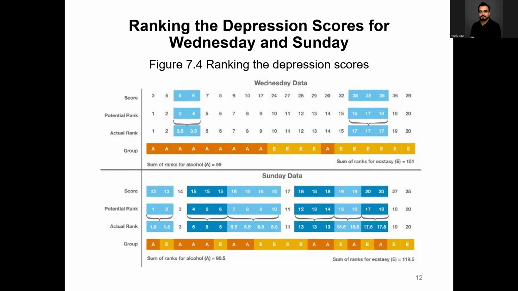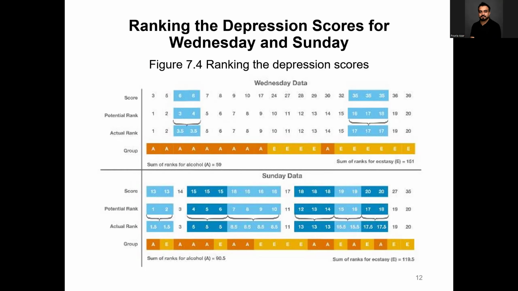So our scores are 3, 5, 6, 6, 7, 8, 9, 10, 17, 24. These are our actual data. The score is our actual data. So I want to rank it. I would assign rank 1 to score 3, rank 2 to score 5, because I first order the data, then I rank it from the lowest score to the highest score.